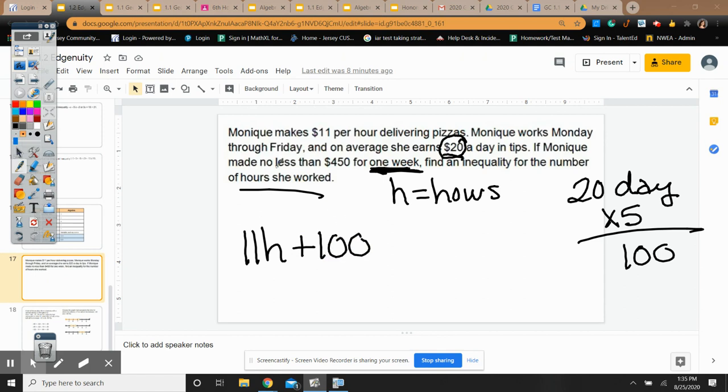And she makes no less than $450. So $450 is here. So this is not less than that. So this is going to be bigger than $450. Could it be $450? It's not less. Could it be equal to $450? I don't know. Let me think. No less than. It could equal it. So that has to be greater than or equal to $450. I always have to talk myself through those. I think they're tricky.